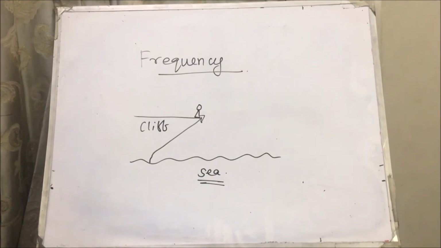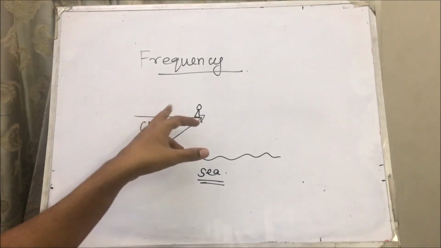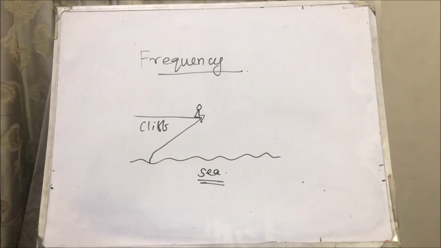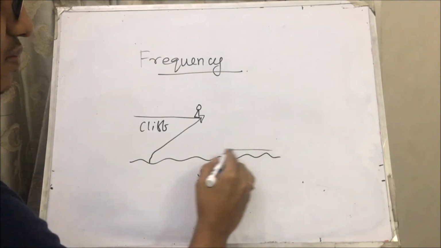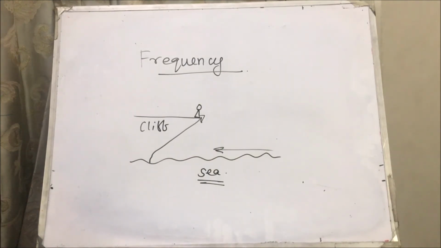Frequency. Imagine that you are very sad on a particular day. You couldn't pass your physics exam, and you're sitting on the edge of a cliff, thinking about ending your life. I'm just kidding. Don't do it. So from the top of the cliff, you can see the waves are coming in this direction.